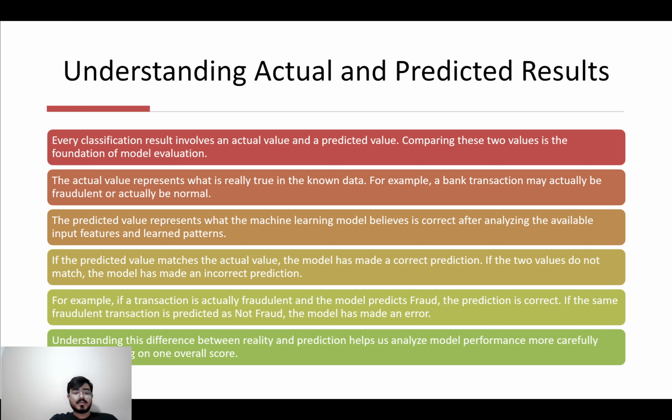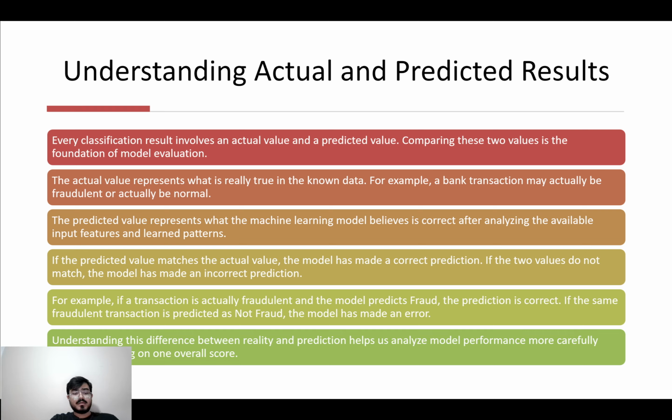Now imagine the same transaction is actually fraudulent, but the model predicts not fraud. In this case, the model has failed to recognize the fraud, so the prediction is incorrect. The opposite situation can also happen. A transaction may actually be normal, but the model predicts fraud. Even though the model is trying to detect suspicious activity, it has incorrectly classified a legitimate transaction. Every prediction made by a classification model can be evaluated by comparing these actual and predicted values.